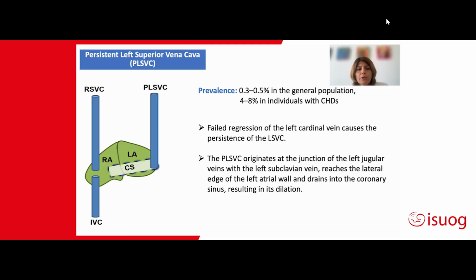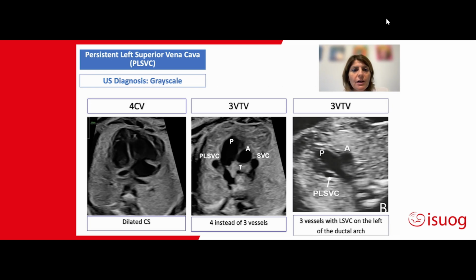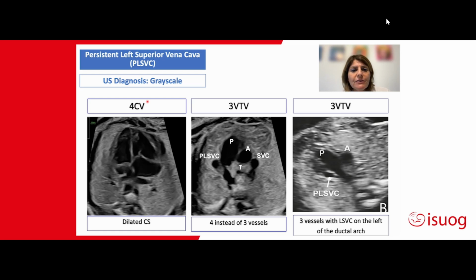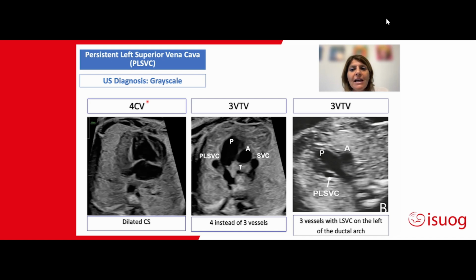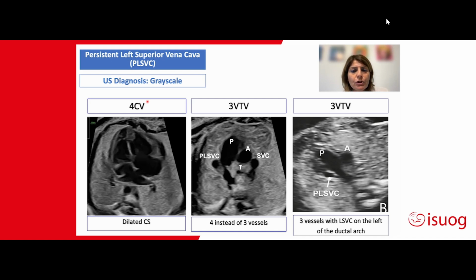Now we go on to talk about persistent left superior vena cava, which originates at the junction of the left jugular veins with the left subclavian vein, reaches the lateral edge of the left atrium wall and drains into the coronary sinus, resulting in its dilatation. The normal coronary sinus is barely visible on the four-chamber view. When the coronary sinus receives the venous return through the persistent left superior vena cava, it is dilated and becomes readily evident on the four-chamber view.